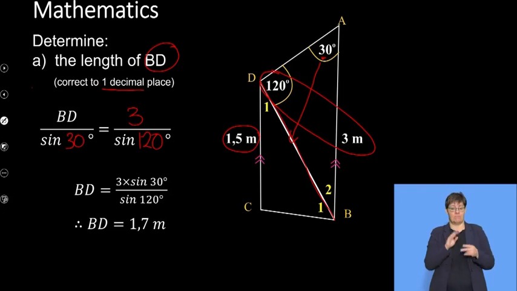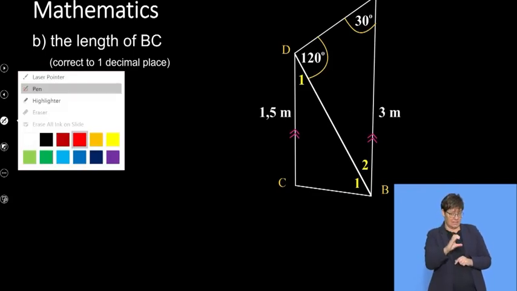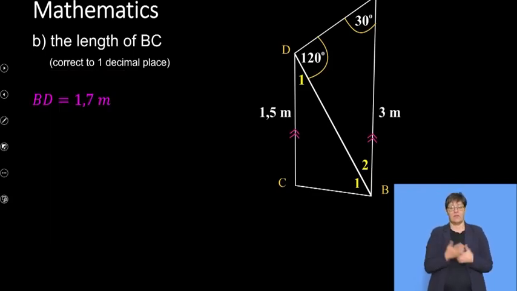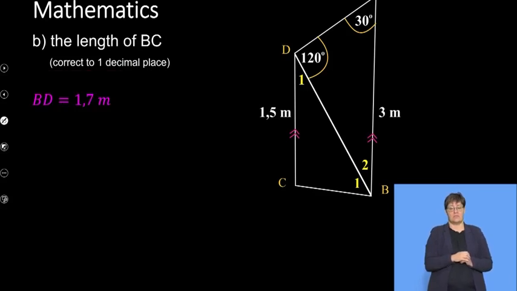Okay, let's go to the next question. Now they want us to find the length of BC. We've already found out that BD is, sorry, let me just grab my pen. I seem to have lost it. Okay, so BD is 1,7 meters. But now they want us to find the length of BC, so we've got to work with this triangle.